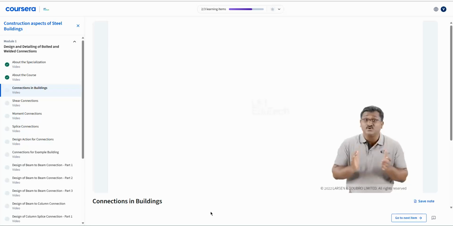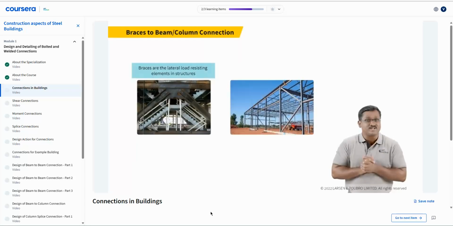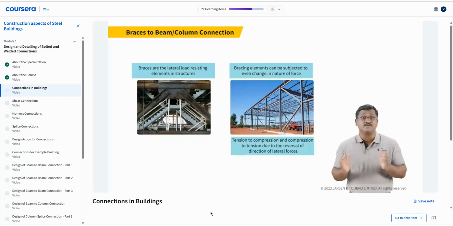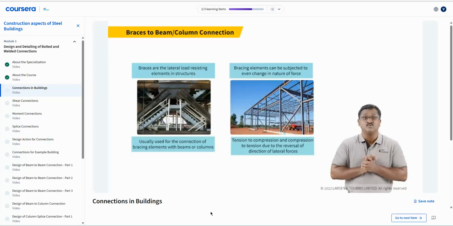We know that braces are the lateral load resisting elements in structures, and we have learned that bracing elements can be subjected to change in nature of force, that is tension to compression and compression to tension, due to the reversal of direction of lateral forces acting in the building. Braces are generally connected to the columns or beams or to the interface of beam and column. Gusset connections are usually used for the connection of bracing elements with beams or columns.